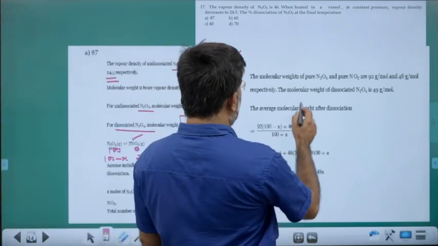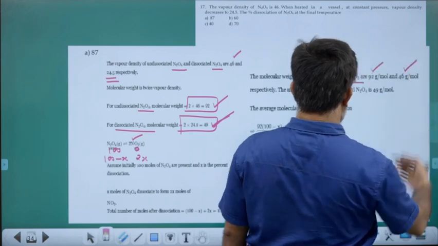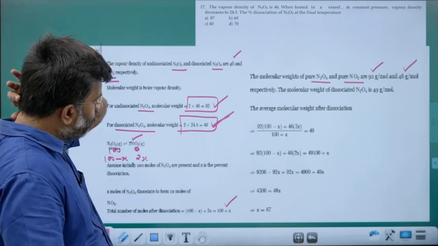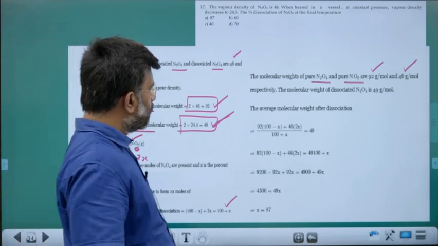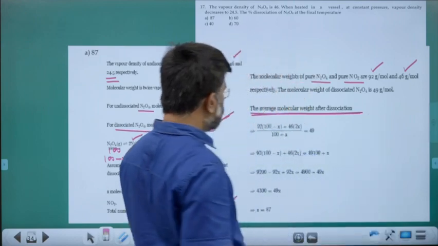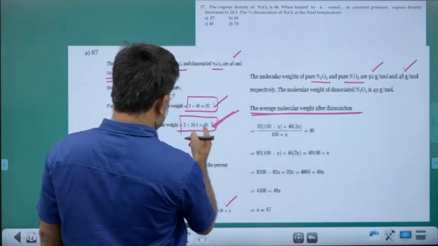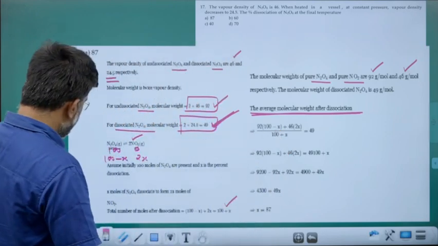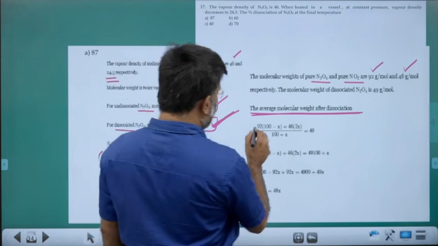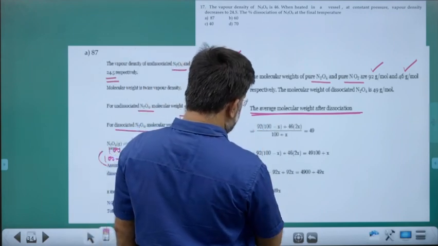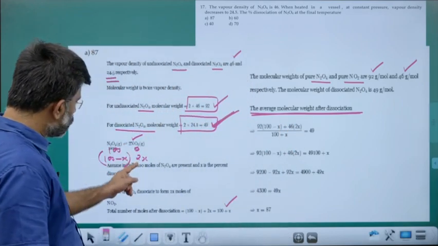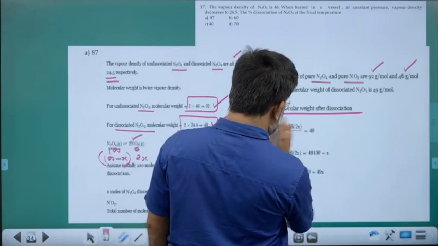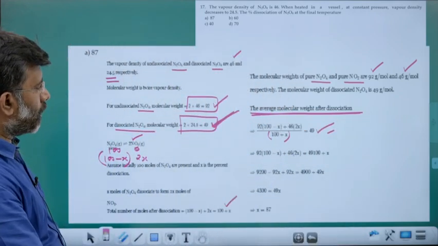And we have the actual molecular weights of N2O4 and NO2: 92 for N2O4 and 46 for NO2. Now you can equate the average molecular weight after dissociation, 49. That will be 92 into 100 minus x, this is what is available of N2O4, plus 46 into 2x for NO2, divided by the total number of moles, 100 plus x. That is taking the average, the average molecular weight after dissociation.